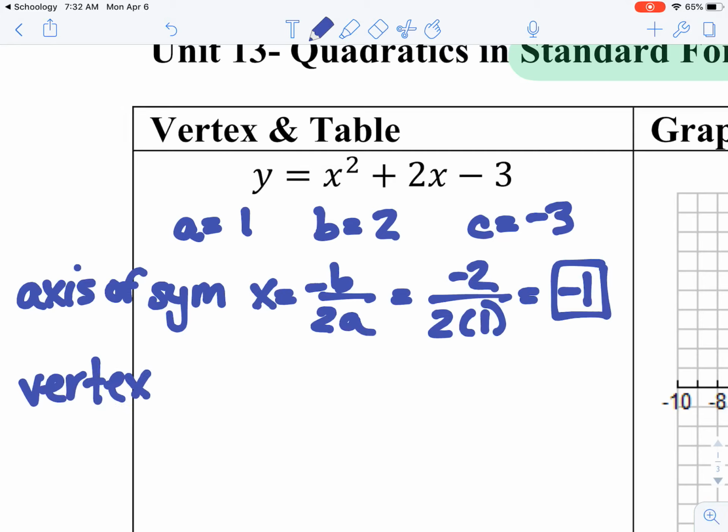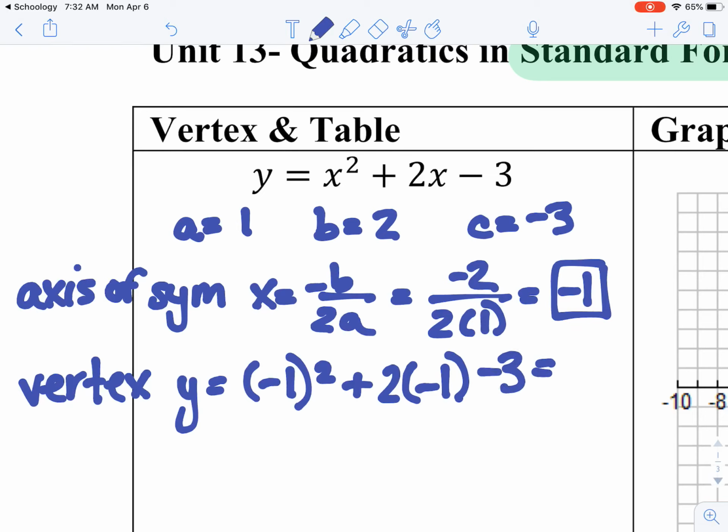So I'm going to substitute negative 1 into my original equation. Plug that in my calculator. Make sure you put the parentheses in the exact locations that we just wrote down. That's a big common mistake when you do this. So we get negative 4. So our vertex is negative 1, negative 4.